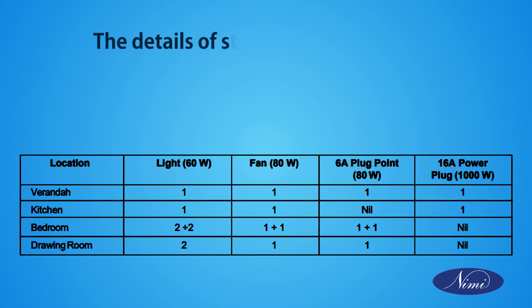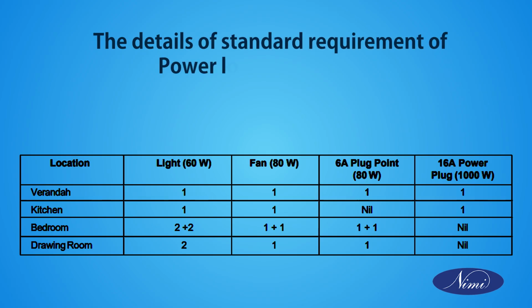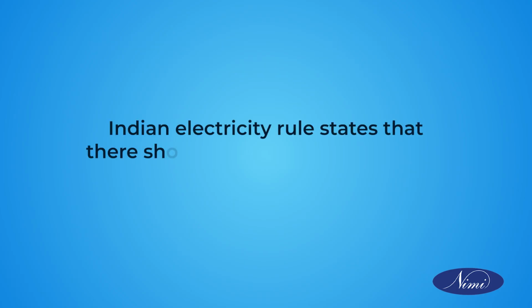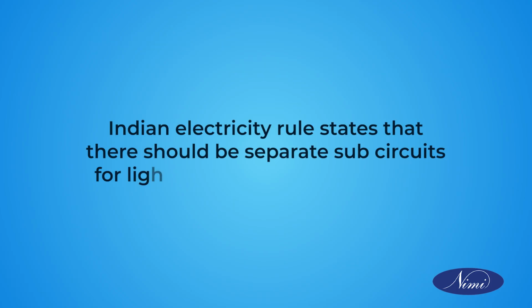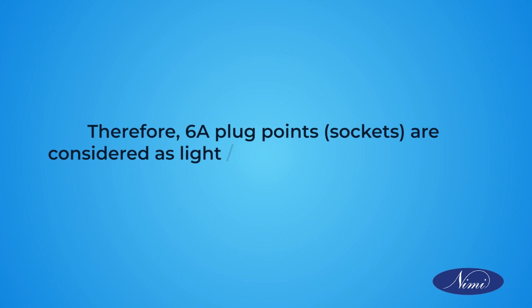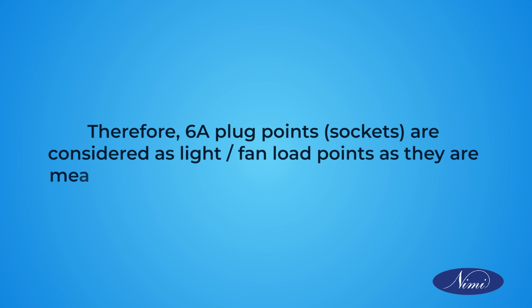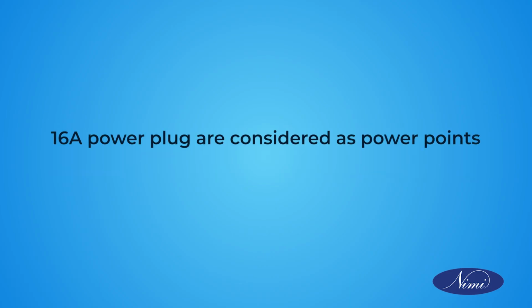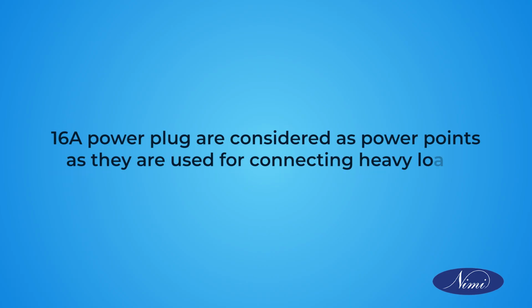The details of standard requirement of power loads are given in Table 1. Indian electricity rule states that there should be separate sub-circuits for light or fan loads and power loads. Therefore, 6 amperes plug points, sockets, are considered as light or fan load points as they are meant for connecting table fan or table lamp, etc. 16 amperes power plugs are considered as power points as they are used for connecting heavy loads like heaters, kettles, etc.